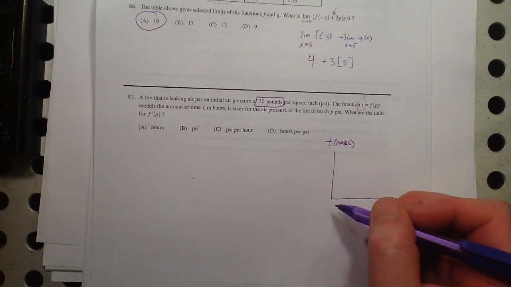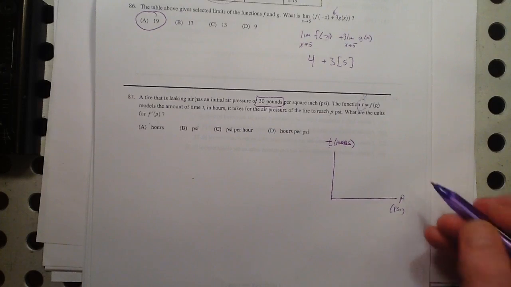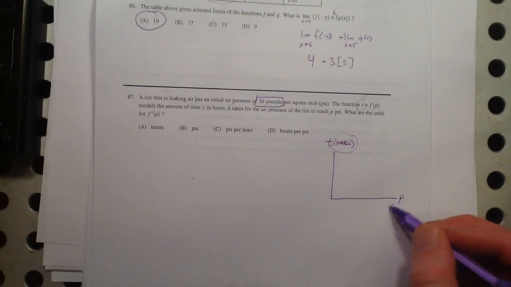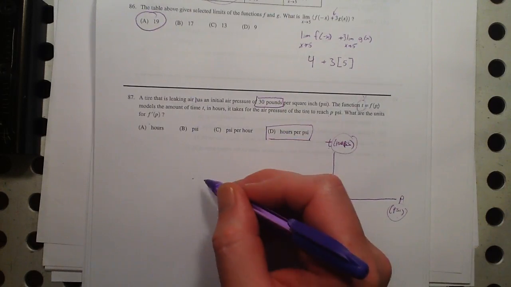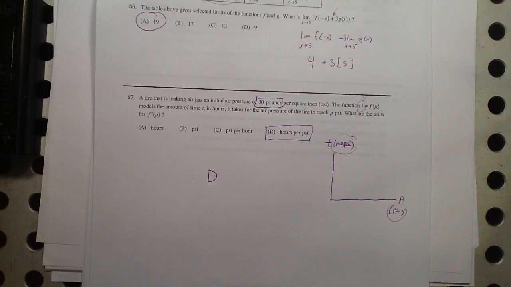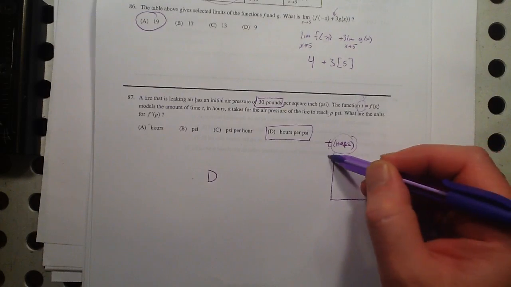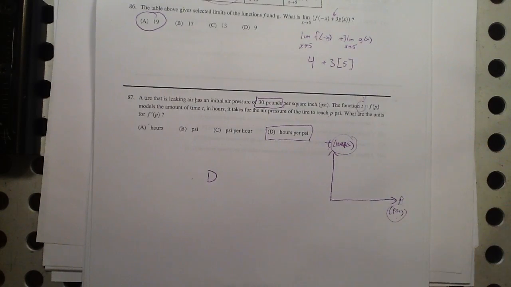So the units for f prime of p, the slope of this, would be hours per psi, rise over run, which is D. I don't know how accessible that problem is if you think about it in other ways, but if you think about it in terms of this graph, and slope is just rise over run, that's pretty straightforward.